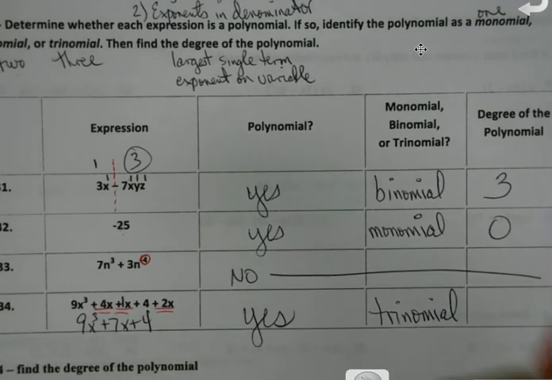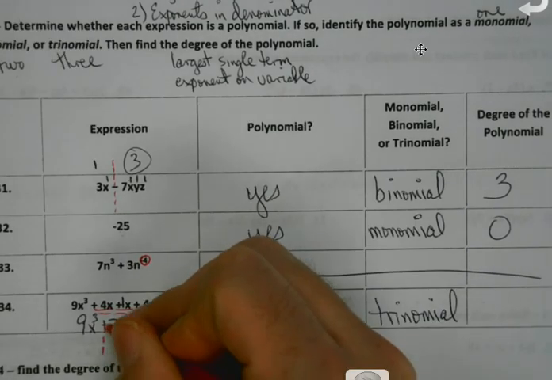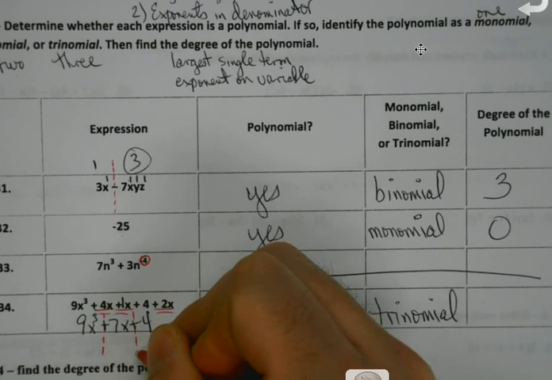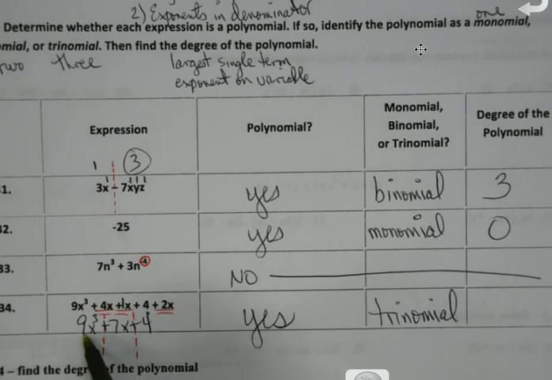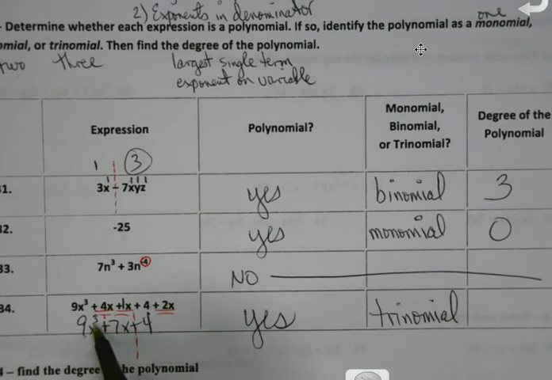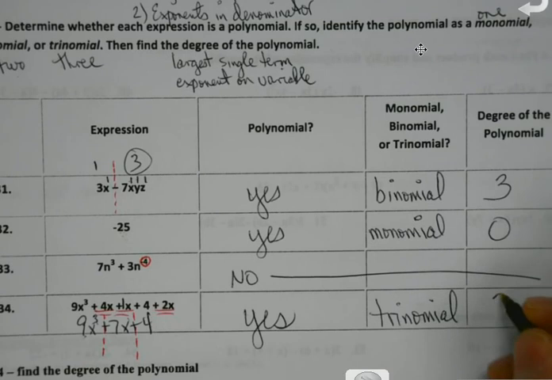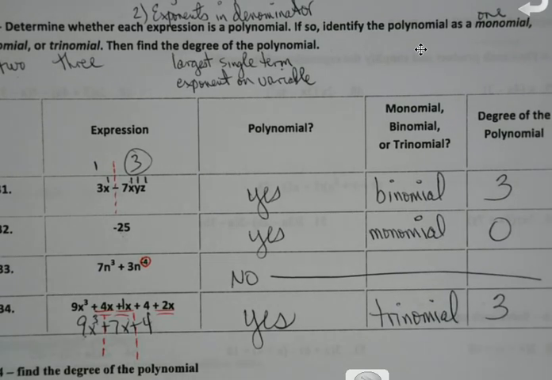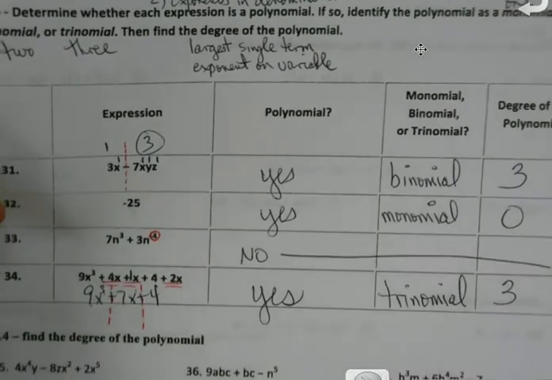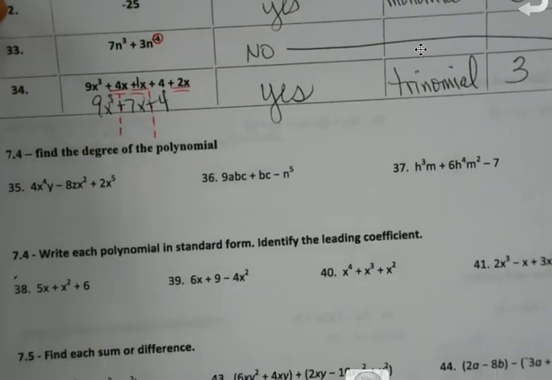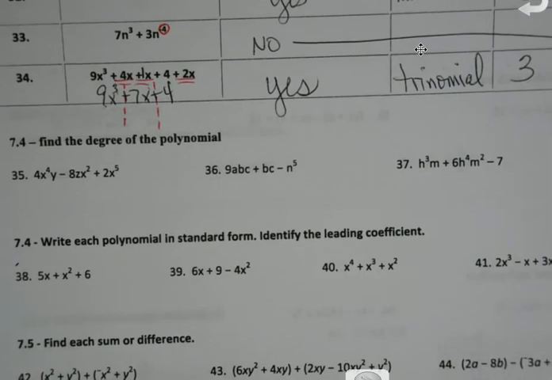Here again, separate. I've got 1, 2, 3 terms. I have a degree of 3, degree of 1, and a degree of 0. So my biggest one's going to be 3. Okay. And we're going to continue that down into the next section.